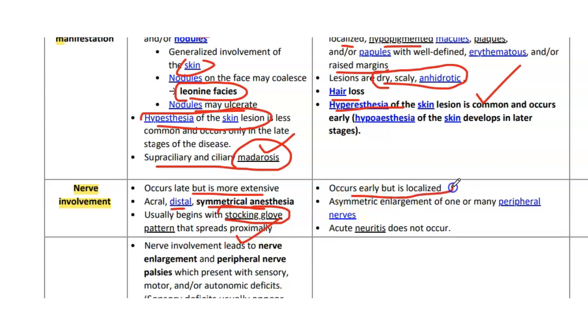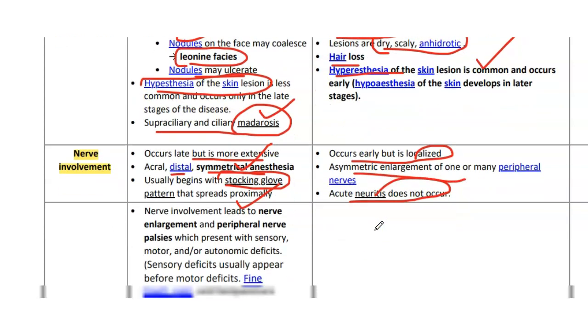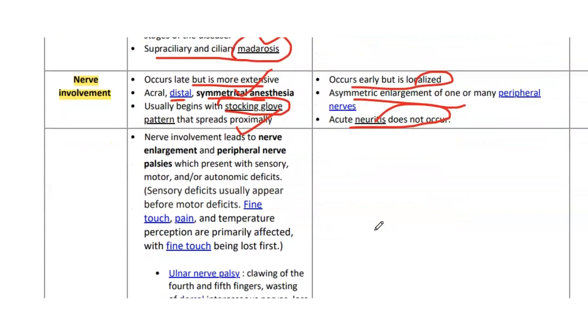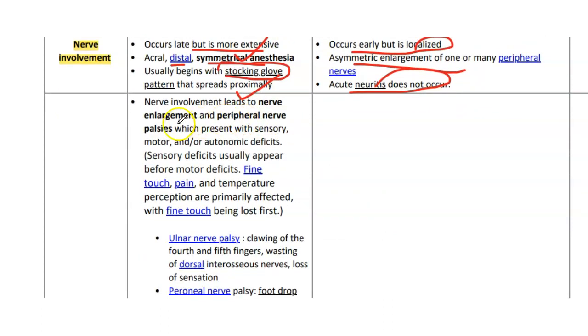In tuberculoid, nerve involvement occurs early but is localized, while in lepromatous it occurs late but is more extensive. There will be asymmetric enlargement of one or many peripheral nerves, while here we will have symmetrical involvement, and acute neuritis usually does not occur in lepromatous leprosy. Nerve involvement leads to nerve enlargement and peripheral nerve palsies, which present with sensory, motor, and autonomic deficits. Sensory deficit usually appears before motor. Fine touch, pain, and temperature perception are primarily affected, where fine touch is lost first.